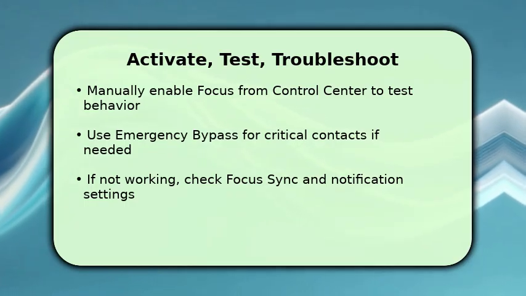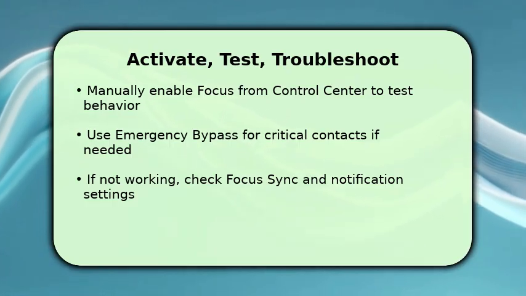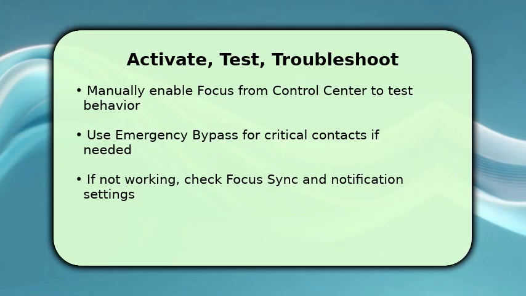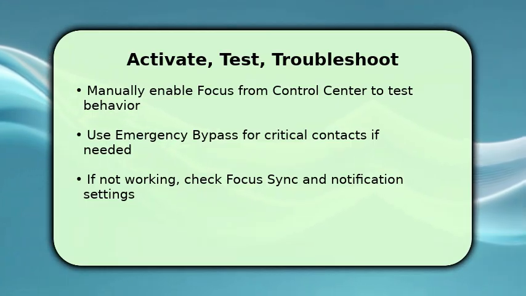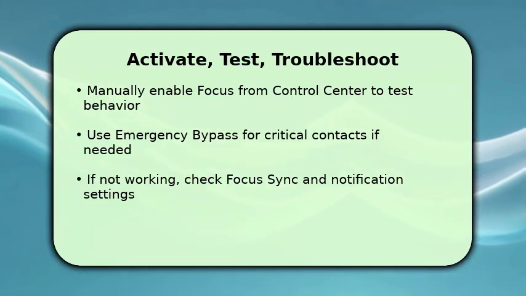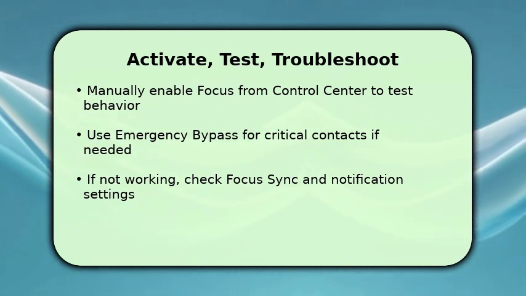Use emergency bypass for a few essentials if you cannot risk missing specific alerts. This overrides silencing for chosen contacts. If focus doesn't apply, make sure share across devices is on, check each app's notification permissions, and confirm your schedule or smart activation criteria match the current time and location.